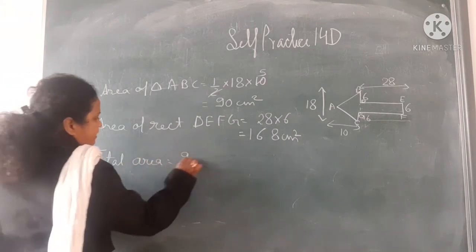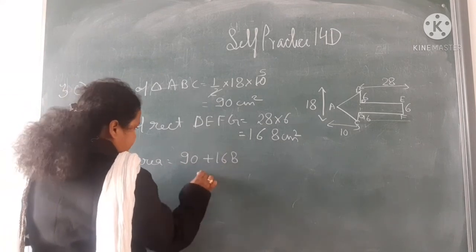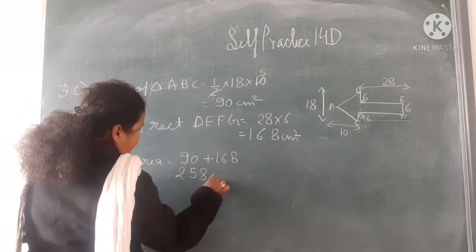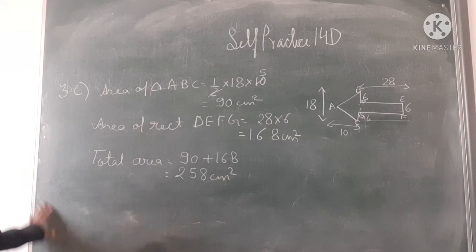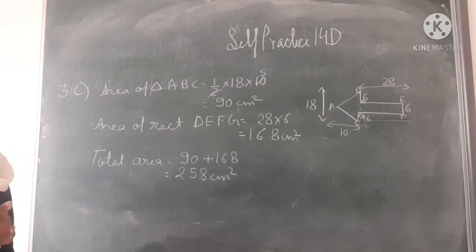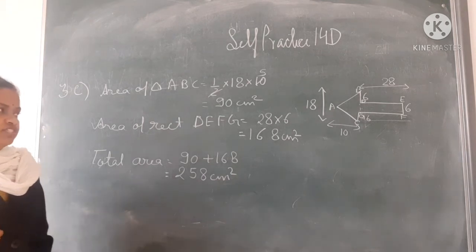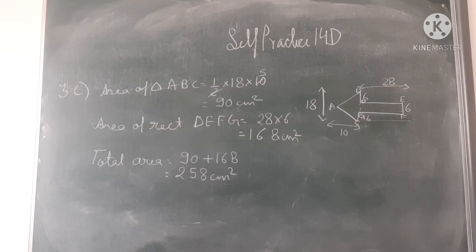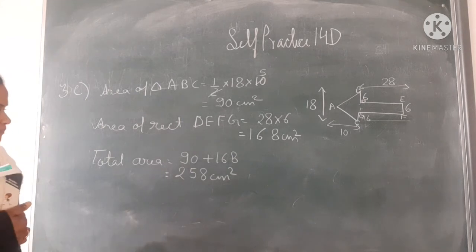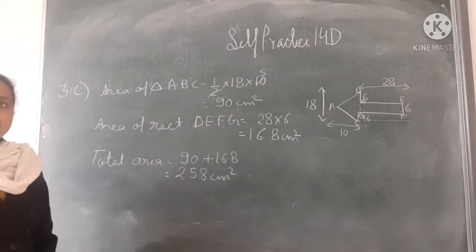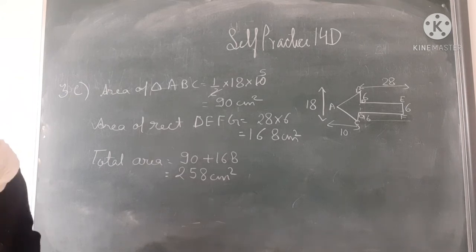That is equal to 90 plus 168, that is 258 centimeter square. So what will be the total area of the figure? That is 258 centimeter square. Firstly you will find the area of triangle ABC, that is half into base into height. Secondly you will find the area of rectangle DEFG, that is 28 into 6, that is 168 centimeter square. Then at last you will find the total area, that is 90 plus 168, that is 258 centimeter square.